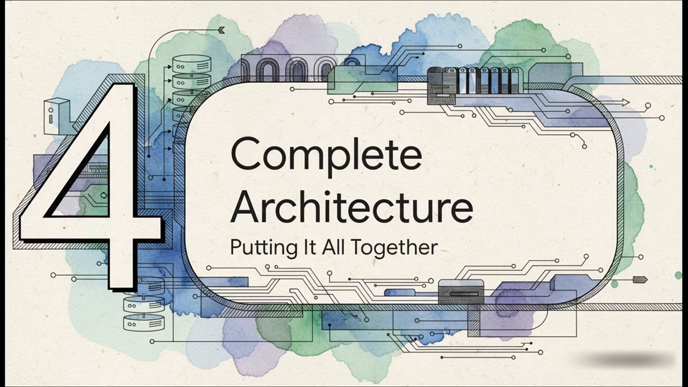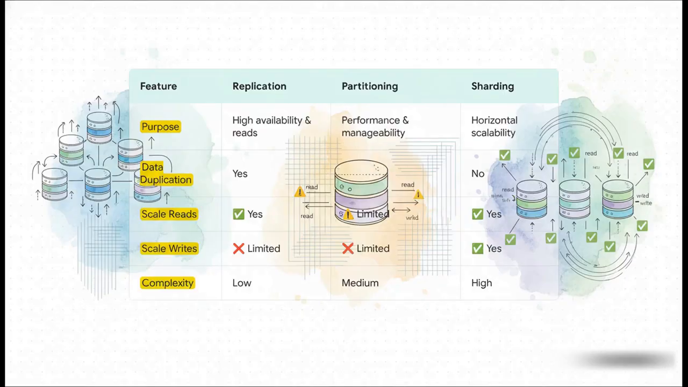So how do all three of these strategies work together? Well, the key thing to realize is that they aren't mutually exclusive choices. In fact, the most robust systems use them in layers to build a complete, truly scalable architecture. This table really puts it all together. Just notice how each strategy serves a totally different primary purpose. As you move from left to right, you can see the complexity just jumps from low to high.